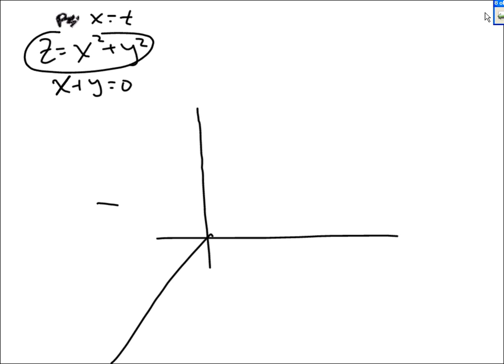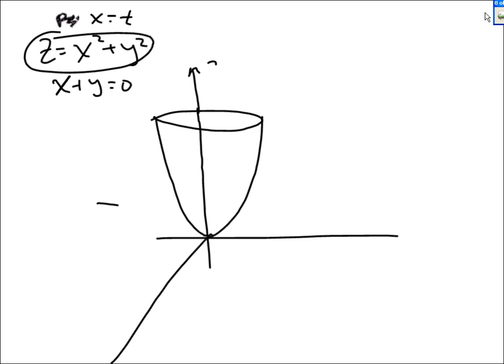For different values of z, we get circles with bigger and bigger radiuses. As z gets bigger, the radius gets bigger. So this is z equals x squared plus y squared. Why is z not negative? Very simple. Because x squared plus y squared can't be negative, and it has to equal z. The right side is never negative, and the left side, which is just z, is never negative.